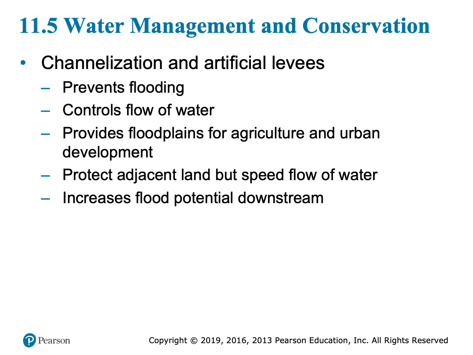Channelization and artificial levees prevent flooding and control the flow of water. They provide floodplains for agriculture and urban development. They protect adjacent land but speed the flow of water, and they increase flood potential downstream.